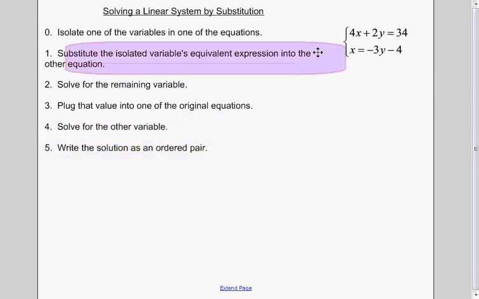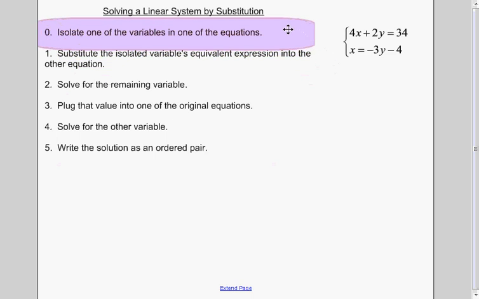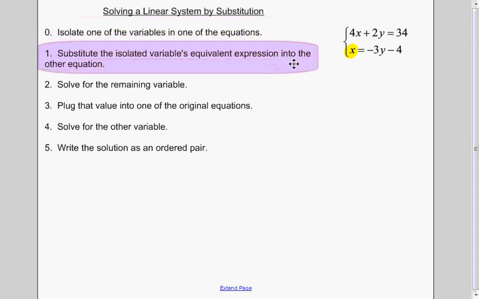Okay, so up here, starting at step 0, which this problem will not require, you'll see quickly, it says isolate one of the variables in one of the equations. Well, see here that in the bottom equation, x is by itself. That's what it means to be isolated. So this is kind of an easier example because you don't have to do this prerequisite step. So it says substitute the isolated variable's equivalent expression into the other equation. Kind of a mouthful, but pretty simple.